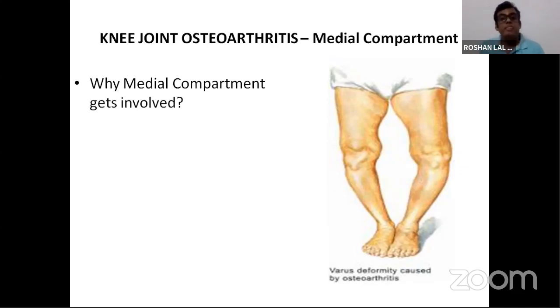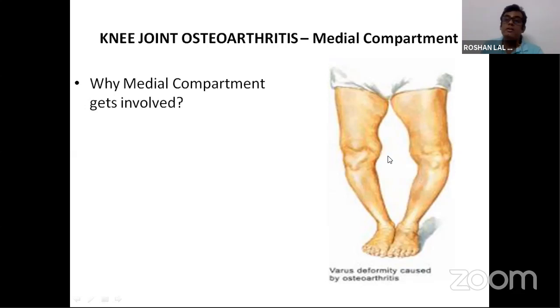Now we'll discuss why osteoarthritic changes occur in the medial compartment of the knee joint, and why these changes are not common in the lateral compartment of the knee joint. This is because the medial compartment is formed by the medial epicondyle of the femur and the medial condyle of the tibia. The size of the medial epicondyle of the femur is greater than the lateral epicondyle. Because of this, the medial compartment transfers more weight than the lateral compartment.